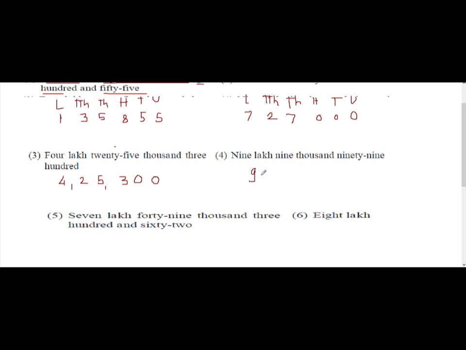Lakh place is there. Then 10,000 and 1000. 9,000 only. So 10,000 place is 0 and 9,000 here. See here, lakh place, 10,000 place and 1000 place. Okay, 9,000, 99, 100 is not there, so here it is 0 and 99, that means here comes the 99.